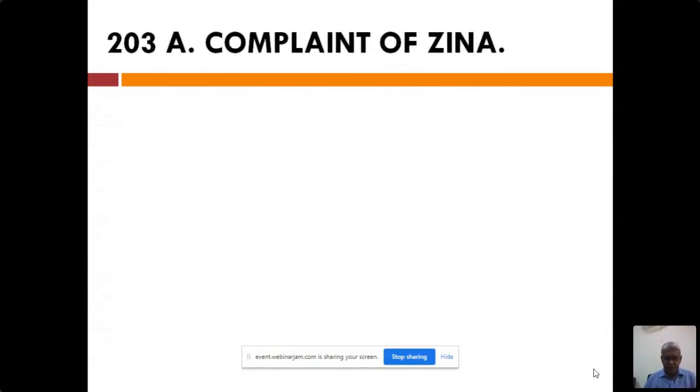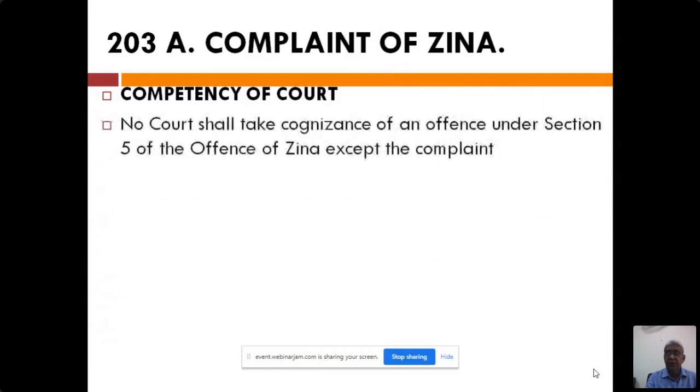How will you put up the complaint of zina in the court? This is the section which deals with the complaint of zina, that is 203A. First is the competency of the court. Clearly, it has been stated that no court shall take cognizance of the offence of zina under section 5 except on a complaint. It means the case will not be registered, only the complaint will be received.